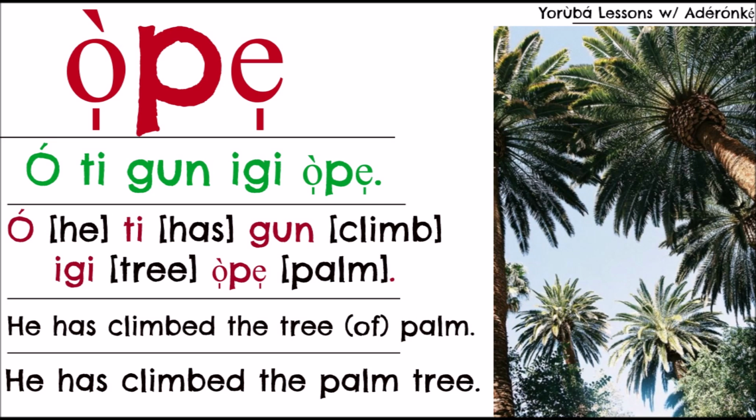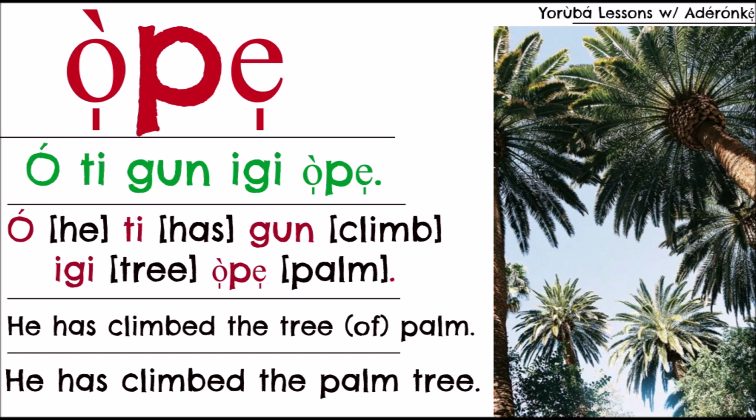Okpe is palm. And when you transliterate that, it would be something like this: he has climbed the tree of palm. It will look something like that. But if you want to make it a better statement, I suppose you can say he has climbed the palm tree, or she has climbed. Doesn't have to be a he, it could be a she as well. But let's say in this case, the palm wine tapper happens to be a man. He has climbed the tree of palm, or she has climbed the tree of palm, or she has climbed the palm tree, or he has climbed the palm tree. Whatever works in that context.